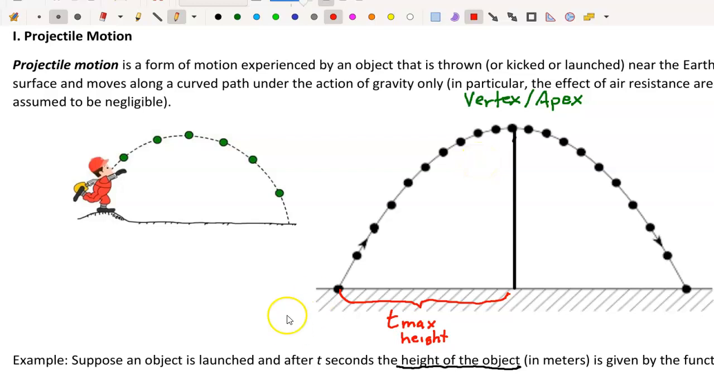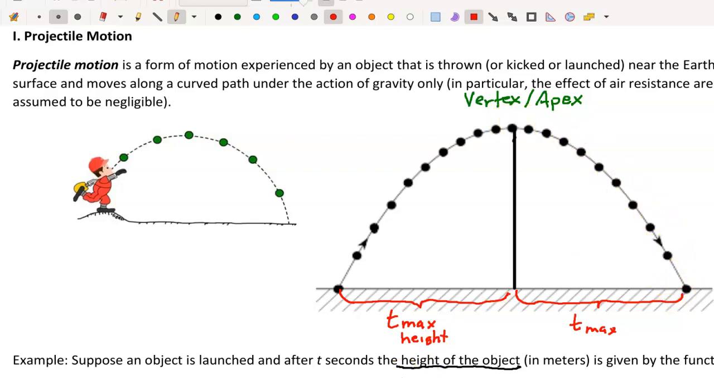Whatever that time might be, it might be 10 seconds. If it's a rocket going up from SpaceX, it might take 20 minutes for it to get to the very top, right? So there's a principle that says however long it takes to get up, it's the same to get down, right? So these two lengths of time are the same. They're both the T max. So if I know how long it takes to get to the top, if I double it, that's how long it takes to hit the ground.